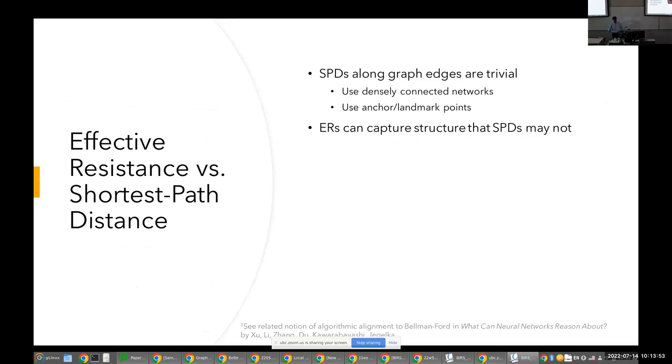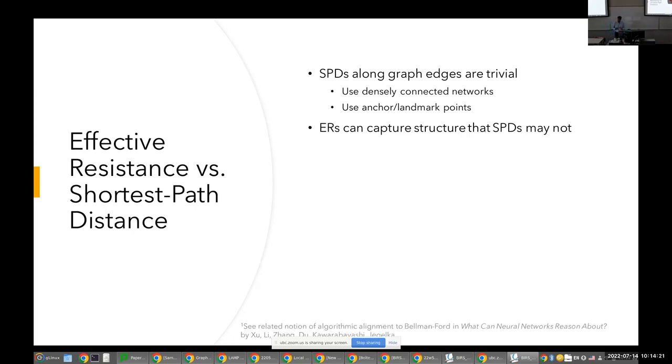Okay, so I just want to make one remark here, because I think I mentioned that effective resistance has these distance properties, and a natural question that people often ask me is, okay, why is this different from shortest path distance? Is it kind of similar? Is it really doing anything that you can't just do with SPDs? So just to give you a sense of why ERs are actually buying you something.